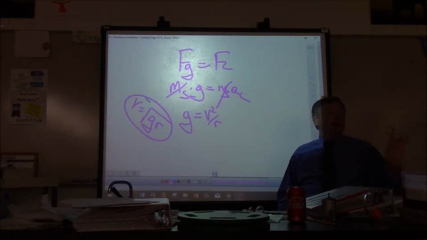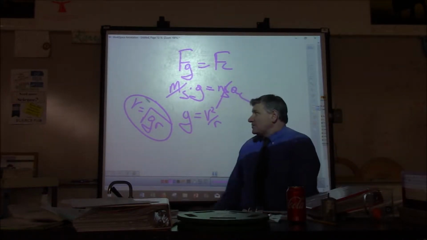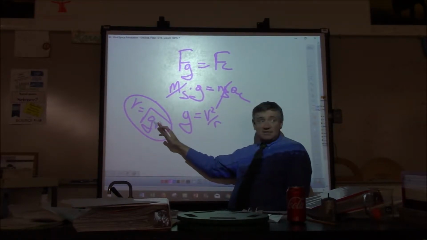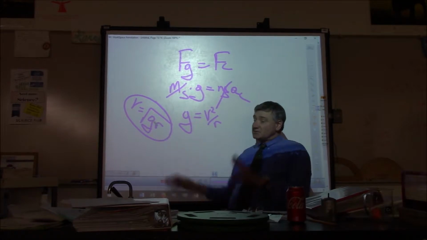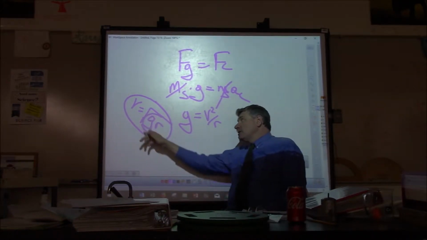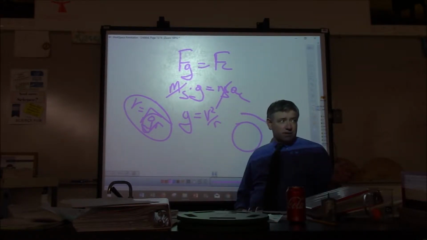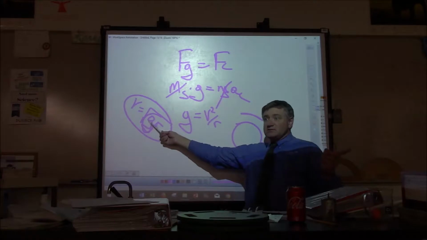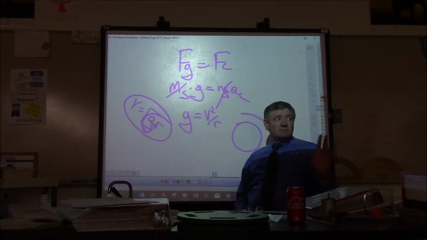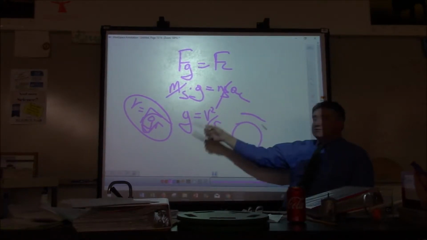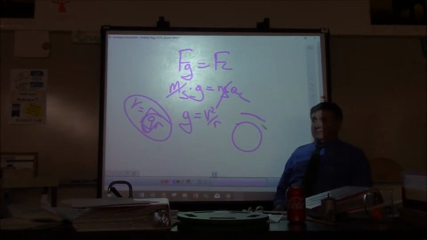But listen to me. I don't recommend this. There's a reason I did not give you this equation on your equation sheet. It's a cool concept, but here's the problem. You have to use g at whatever that altitude is. So I can't use 9.8 meters per second squared in this situation, because if I'm 122 kilometers above the Earth, g isn't 9.8 meters per second squared, and the radius isn't the radius of the Earth.